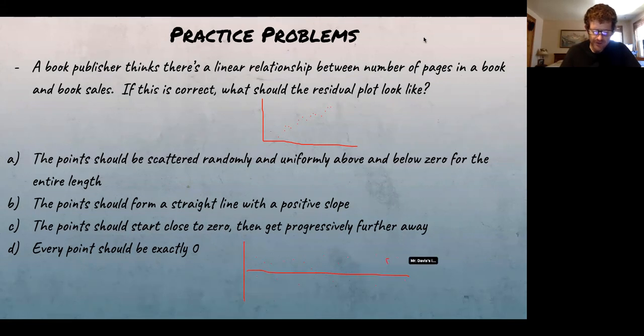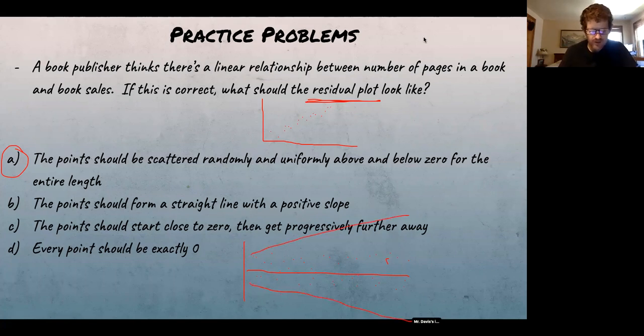So the best answer, the one that I intended to be the answer here, was A. There should be even scattering throughout, above and below 0 for the entire length. Now we don't want to see a straight line with a positive slope for the residual plot, and that's the key to this. The scatter plot, that would be fine. The points starting close to 0 and getting progressively further away, if that happened, we have this sort of thing, and we never want to see that in a scatter plot or in a residual plot.